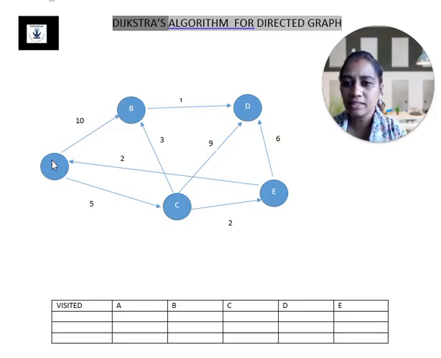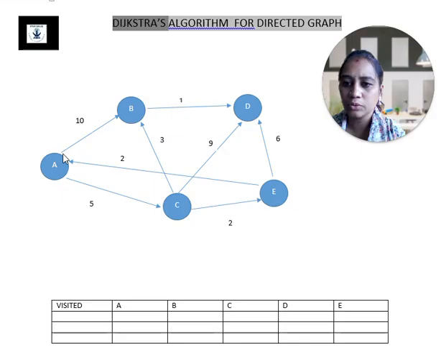So now you can see the graph here, a directed graph with nodes A, B, C, D, E. For each edge the direction is given: from A the arrow is towards B, then from A the arrow is towards C, and so on. Based on these directions we have to calculate, and the cost of each and every edge has been given. So now let us find out how to do this.